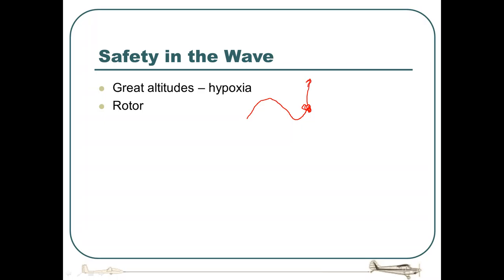Rotor, as we showed in that diagram before, where the air comes down the back end, gets bounced up, there's a rotor sitting over here. That's the upgoing rotor. That's fine. You can live with that, but it's quite bumpy. The downgoing rotor, which is sitting over here, you don't want to live with that. That's going to push you into the ground. You can get flung in any direction in that rotor.